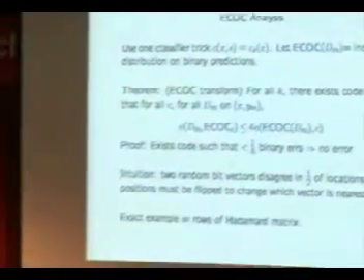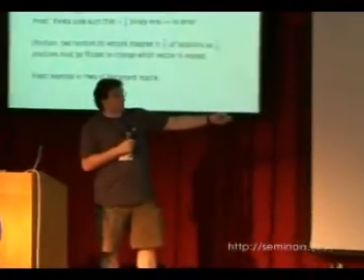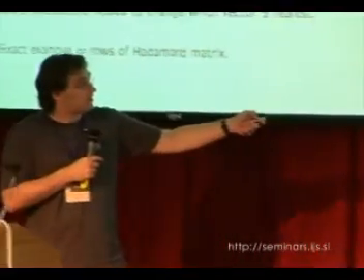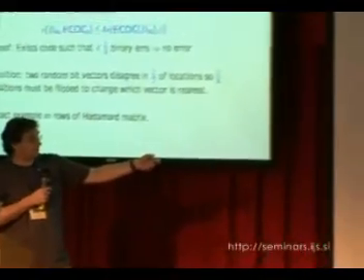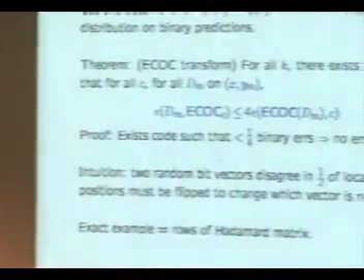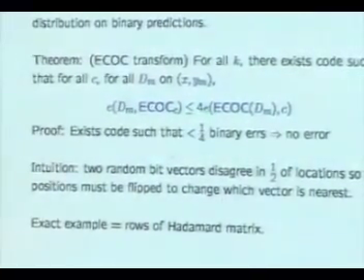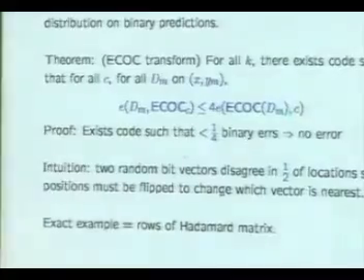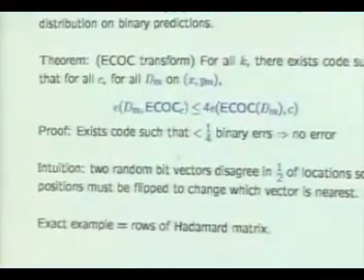And then it turns out you can prove a theorem. The theorem says for every number of multi-class labels, there is a code such that for every binary classifier, for every multi-class distribution, 4 times the error rate of the binary classifier on the induced binary distribution bounds the multi-class error rate.